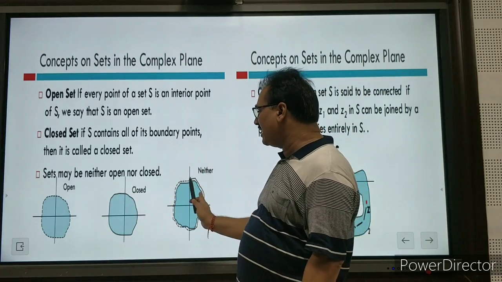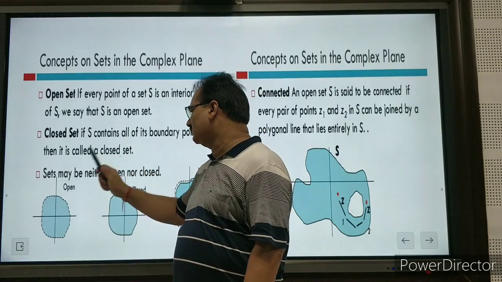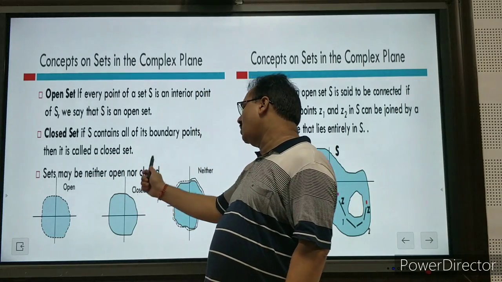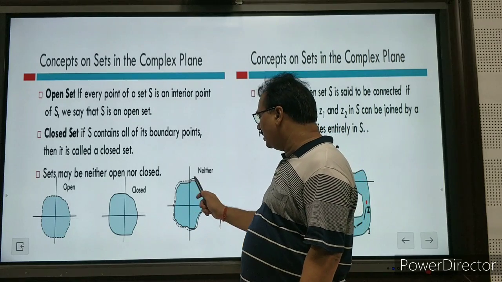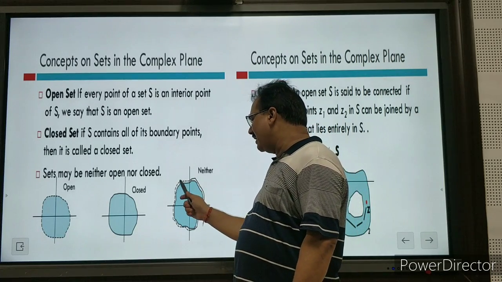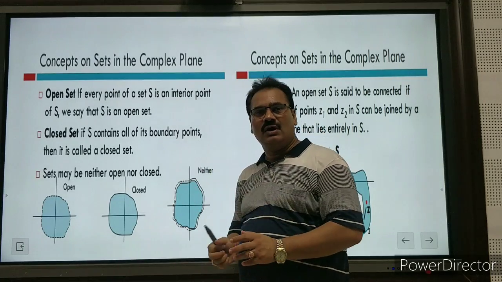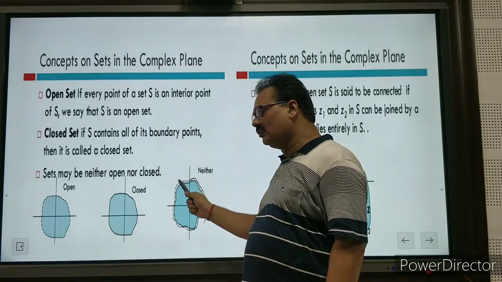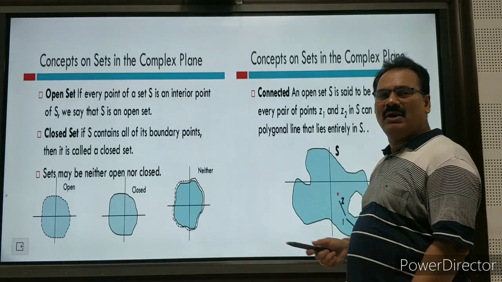And the last option is neither open nor closed. Sets may be neither open nor closed like this. There is a disk portion, and also this perimeter, this circumference. That is in between, so this is neither closed nor open. Both layers are there, and that happens in many cases.